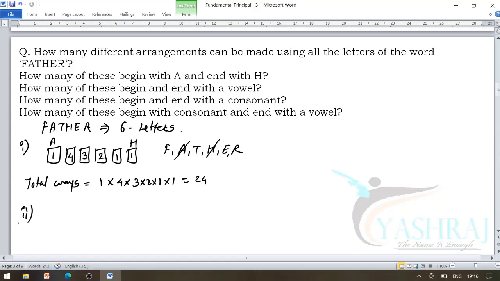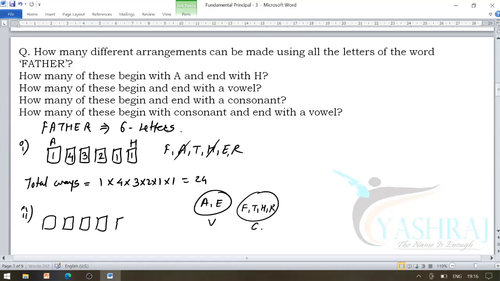Secondly, how many of these begin and end with the vowels? So look, the vowels in the word father are A and E, while the consonants in the word father are F, T, H and R. V stands for the vowels, C stands for the consonants. So we have to form now a 6 letter word that should begin with a vowel and end with a vowel. So there are 2 vowels, so among them any one vowel should be filled over the first box and the remaining one vowel should fill up the last box.